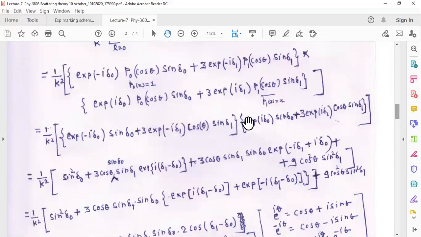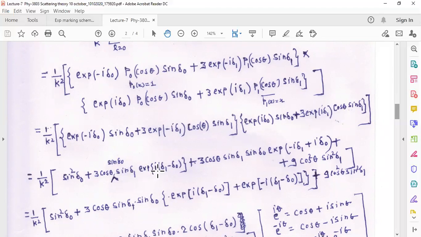So I multiply this term with this term first. You see exponential of minus i delta 0 into exponential of i delta 0. So e to the power of minus i theta into e to the power of i theta is e to the power of 0, which is 1. And now sine delta 0 into sine delta 0 is sine square delta 0. Now this term will multiply with this term, so that gives you the term 3 cos theta sine delta 1.